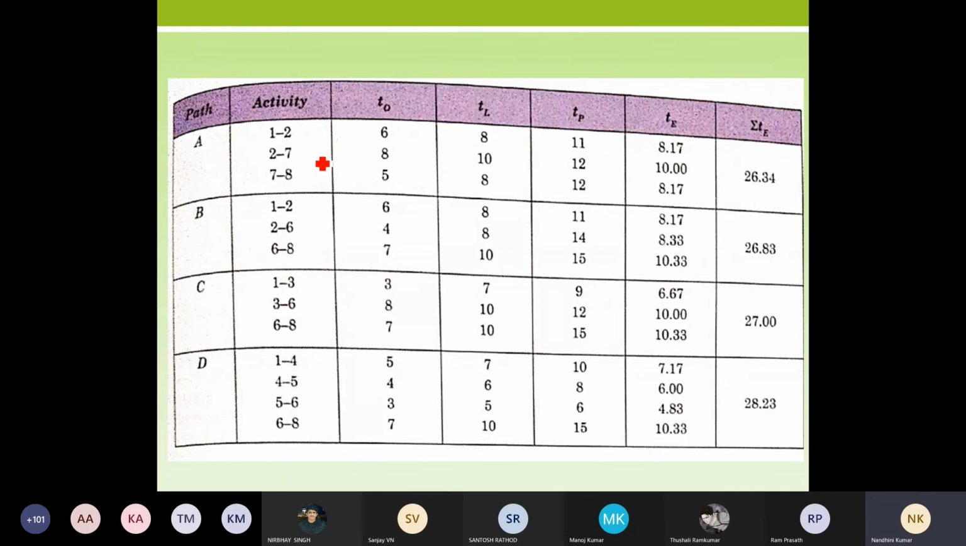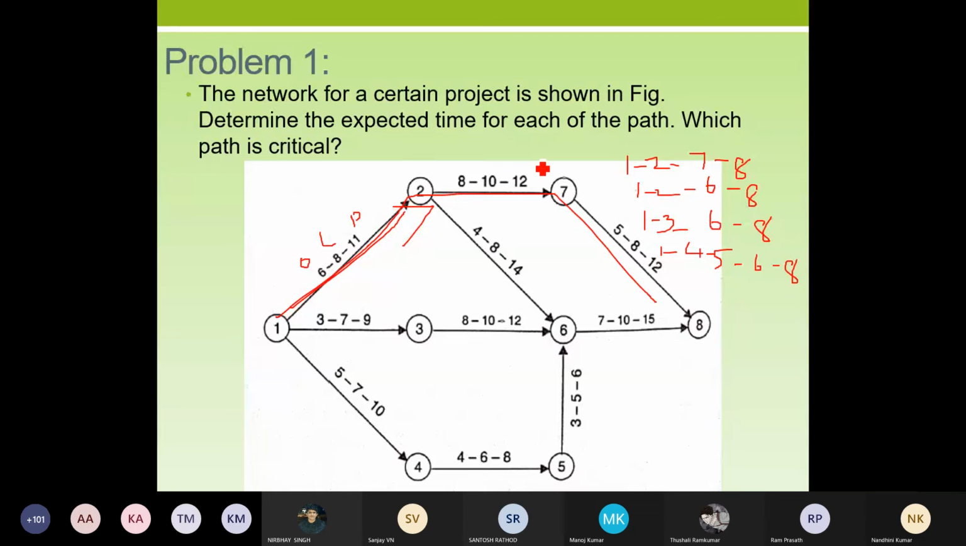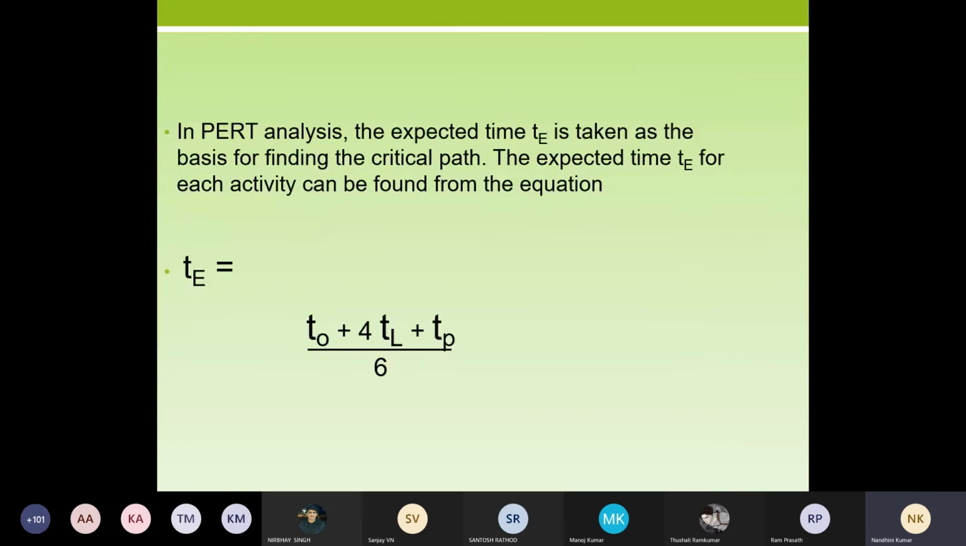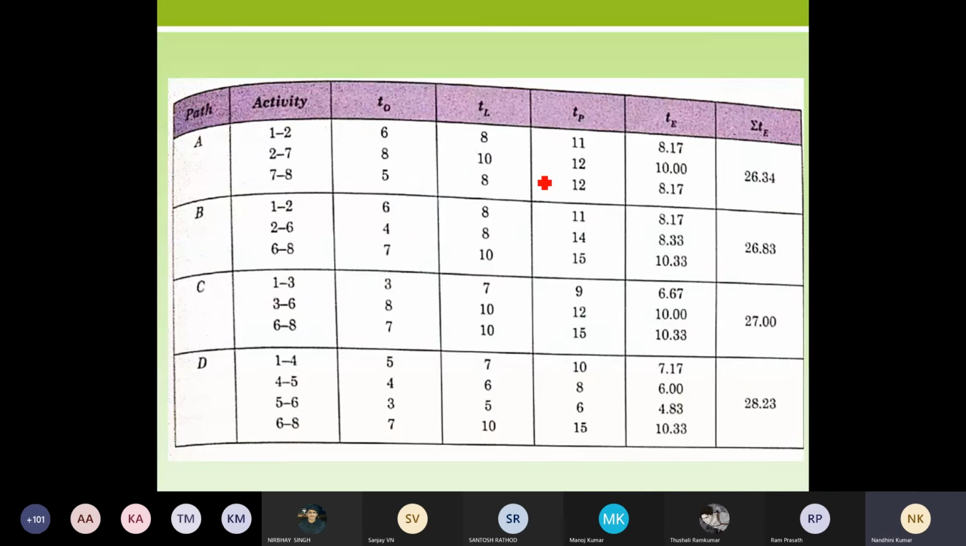Similarly, for my node 2 to 7, I have 8, 10, 12. I take this as TO, I take this as TL, and I take this as TP. So when it is given in this stage, you can identify which is going to be your TO, TL, and TP. Probably it will be given only in this direction. You will not have so many ups and downs in the value. It will be like this: a smaller value, a moderate value, and a larger value.